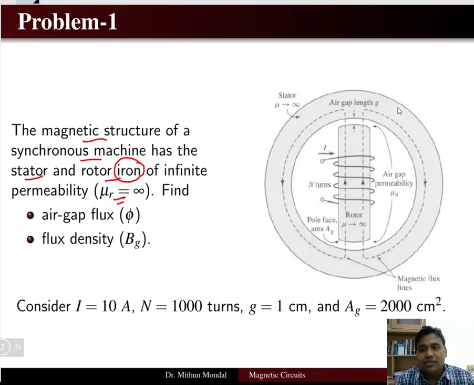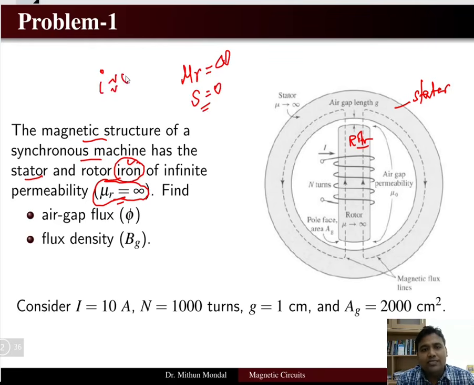So you can see this is your stator, which is stationary, and this is your rotor, which is rotating, and both are made up of some core material iron whose permeability is infinite. If you have permeability infinite, it means the reluctance is zero, and ideally no current is required to establish the flux. So this is the meaning of infinite permeability.